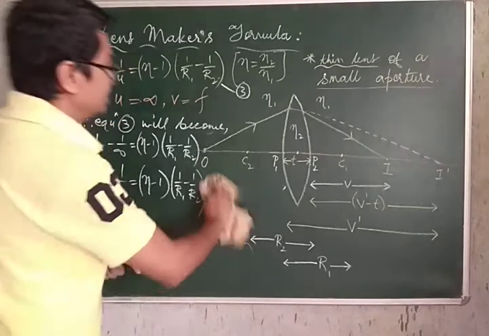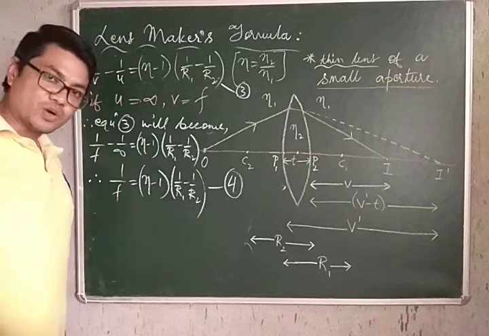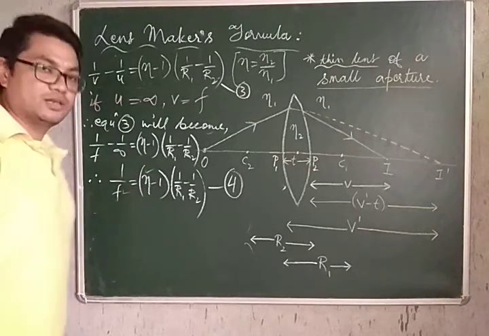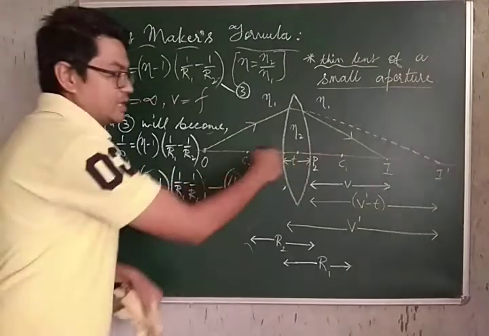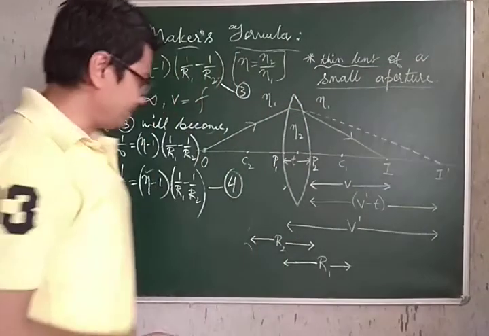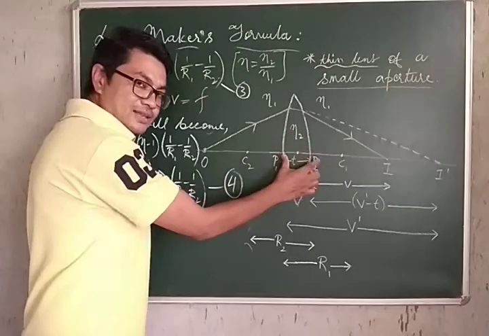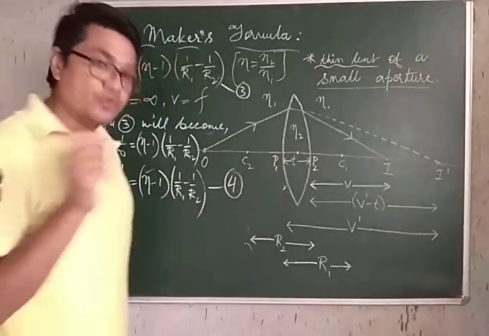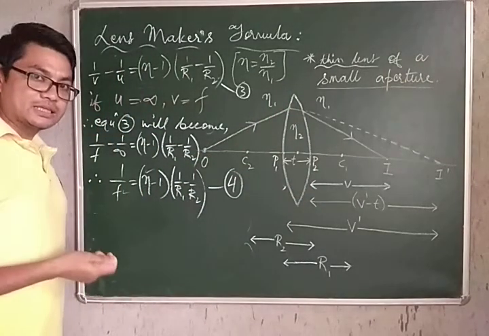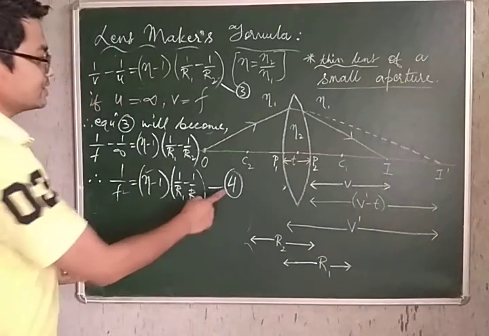This equation, let me call this equation number 4, is what is called your Lensmaker's formula. This gives us the relation, as you can see, between the refractive index and the focal length of the lens, and of course their respective radii of curvature. Now why is this called Lensmaker's formula? This is called Lensmaker's formula because lens manufacturers use this very equation to make a lens of a particular power, that is a lens of a particular focal length, using glass or a material of a certain refractive index. Therefore, it is called the Lensmaker's formula. Remember that.